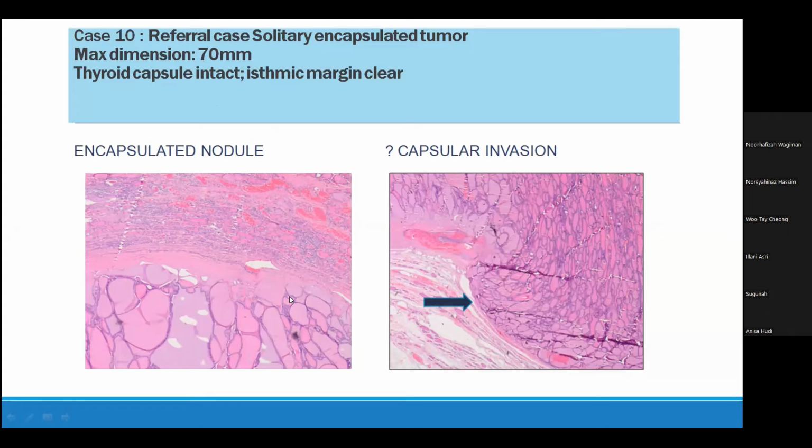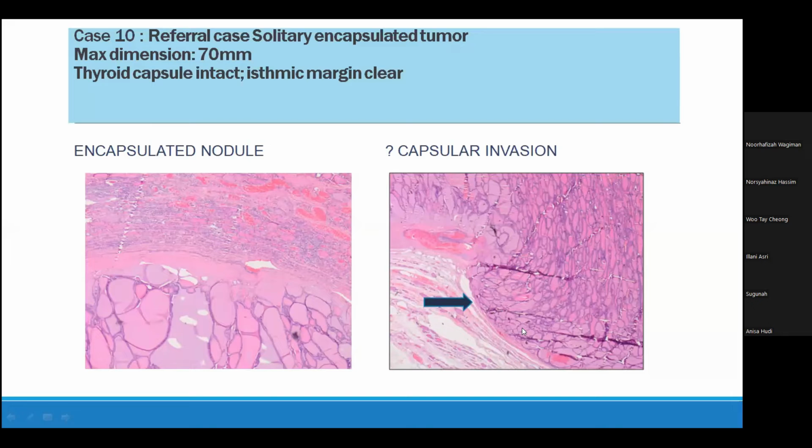There is a capsule, so most likely it's a solitary thyroid nodule, but macrofollicular pattern. Definitely it is neoplastic, but how far can we go? Here, this is like a shoulder of the area. This is the capsule, and suddenly this is trying to come out. This is like a capsular invasion.